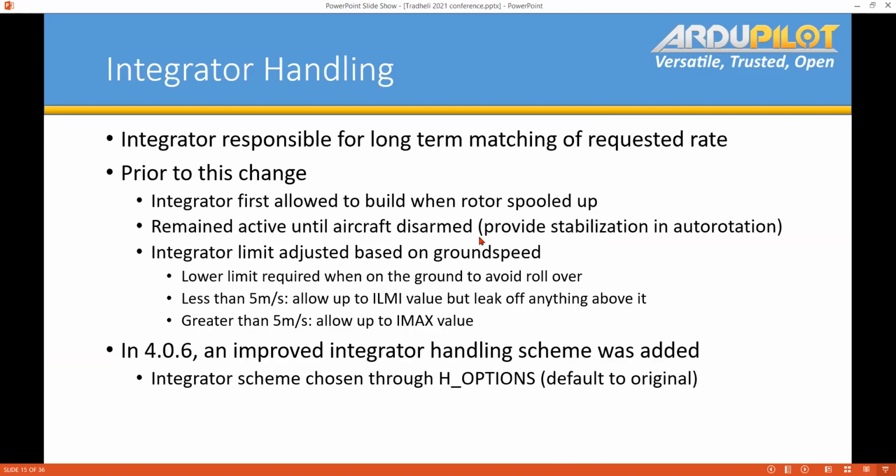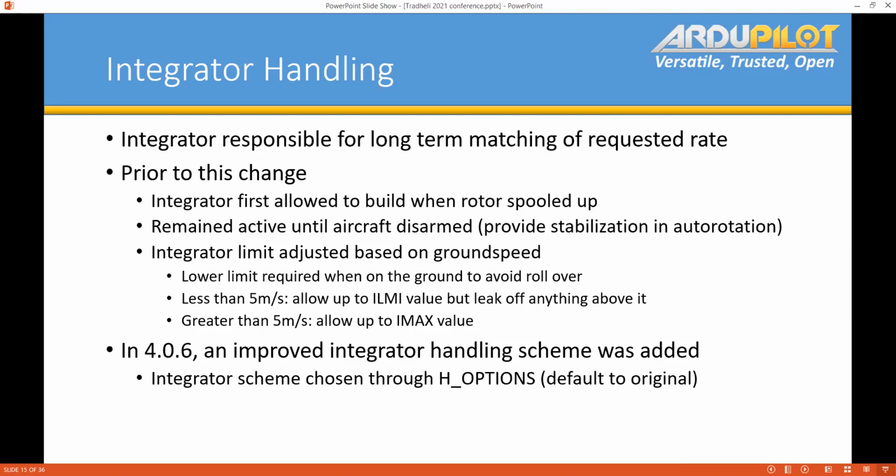Right, so integrator handling. The integrator is responsible for the long-term matching of the requested rate. If you're requesting zero roll rate, the integrator is going to work, if there's some disturbance over the long term, to help you maintain that zero roll rate.